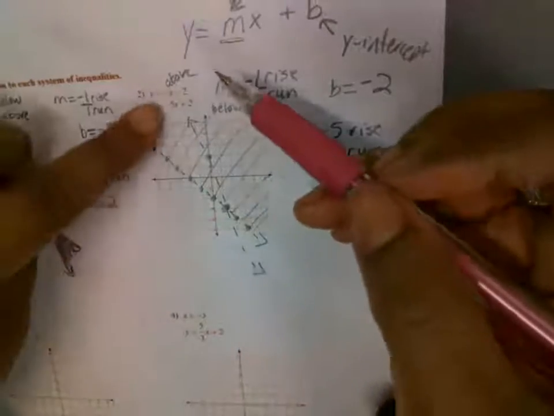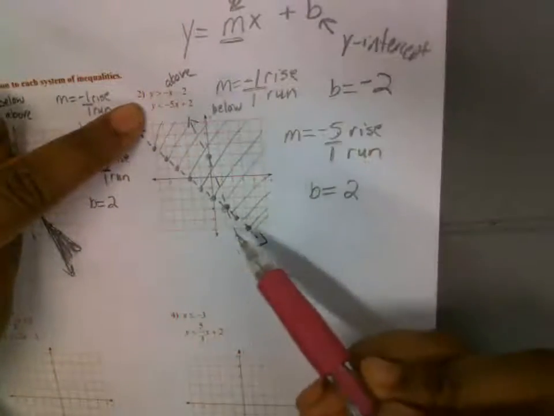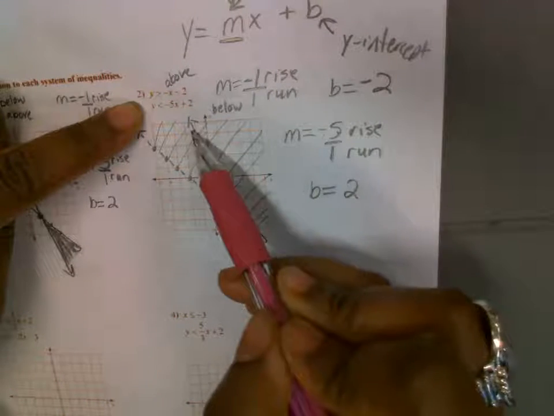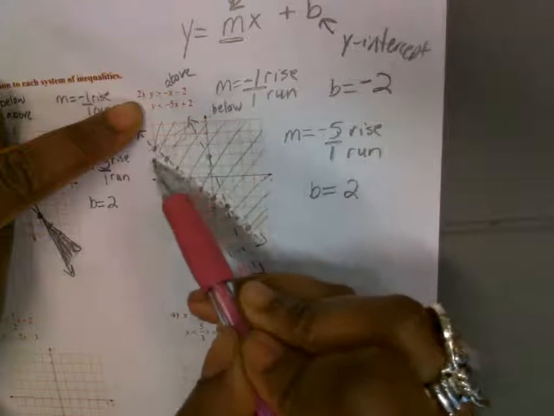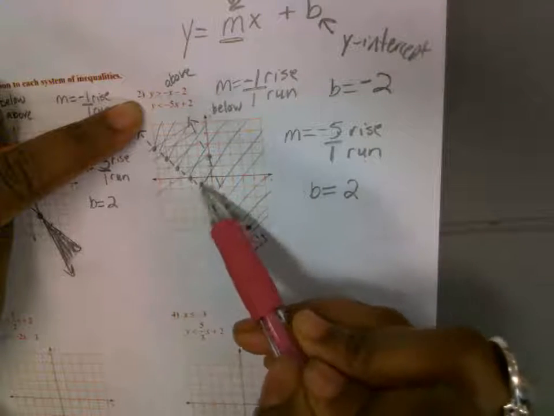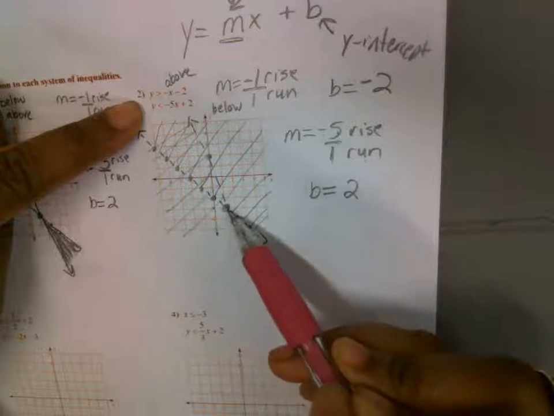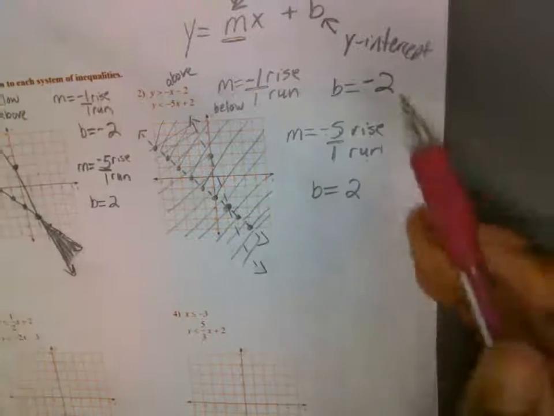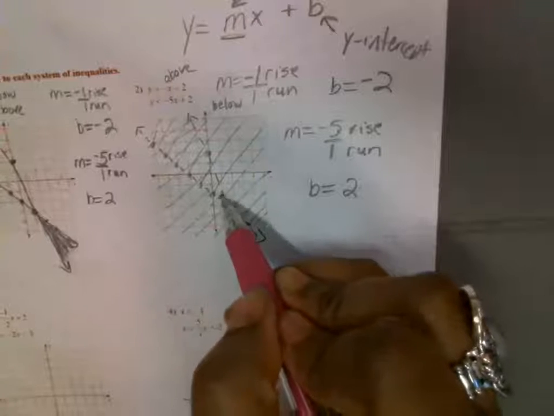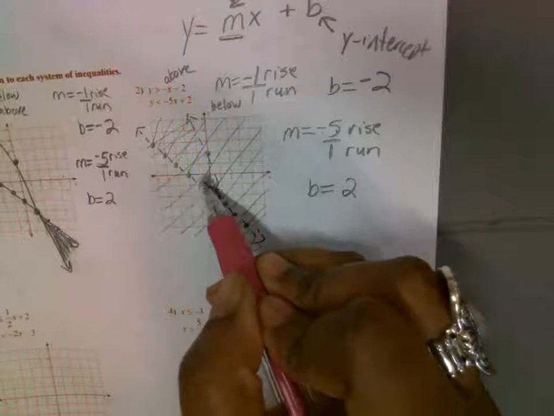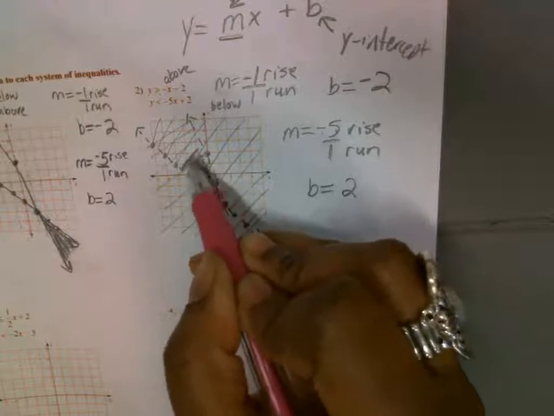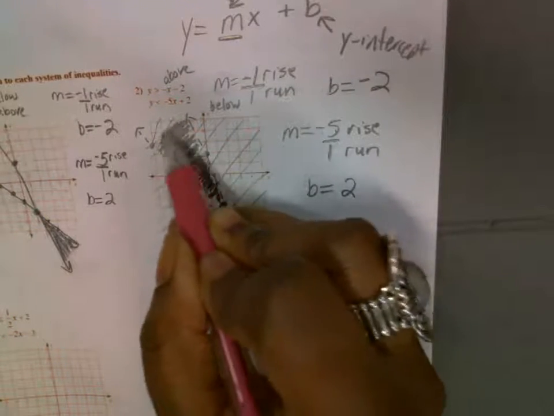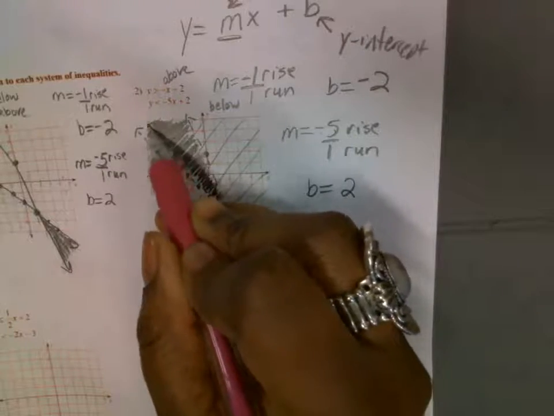And this one right here, below the line. This line right here is the second line. Below the line is this way. Okay. So now the overlapping region is this part right in here. This is the overlapping region. These are where all my answers are. And all the points that are in the shaded region are a part of the solution.